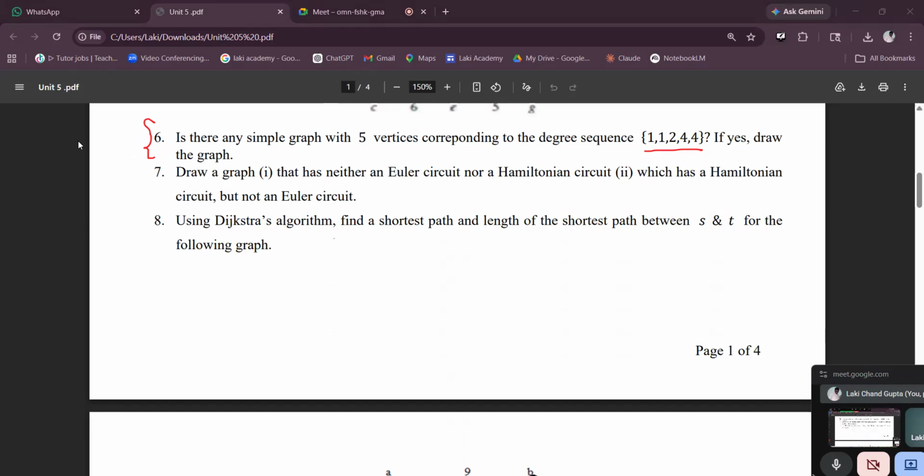Draw a simple graph whose degree sequence is 1, 1, 2, 4, 4. So, very simple, it's very easy. What will you do? First, check which vertex has the maximum degree: 4, 4.